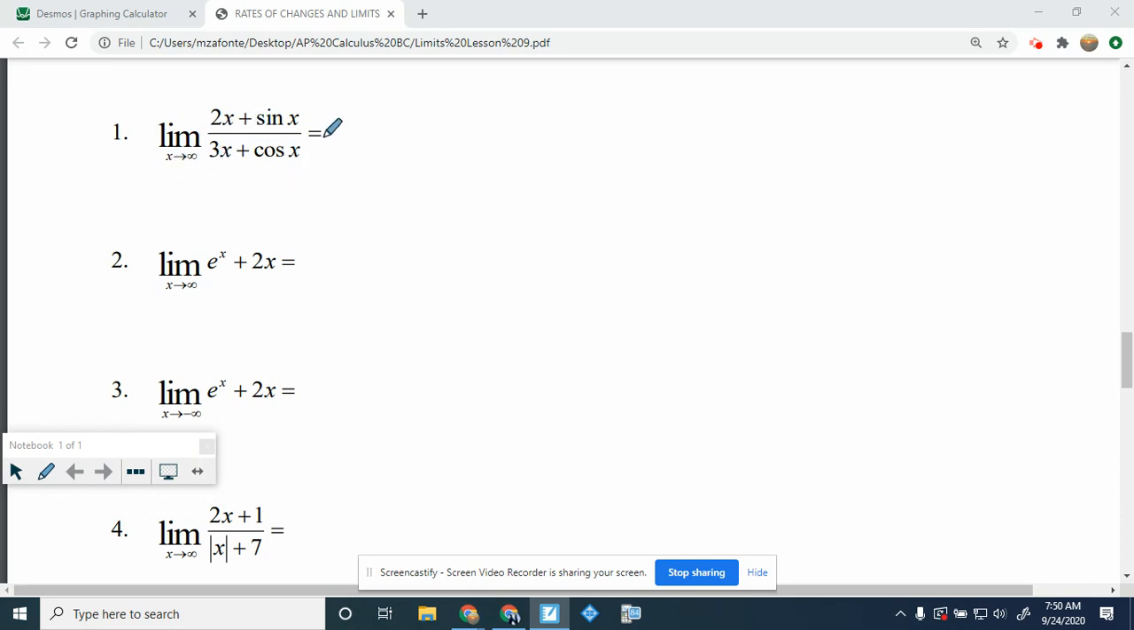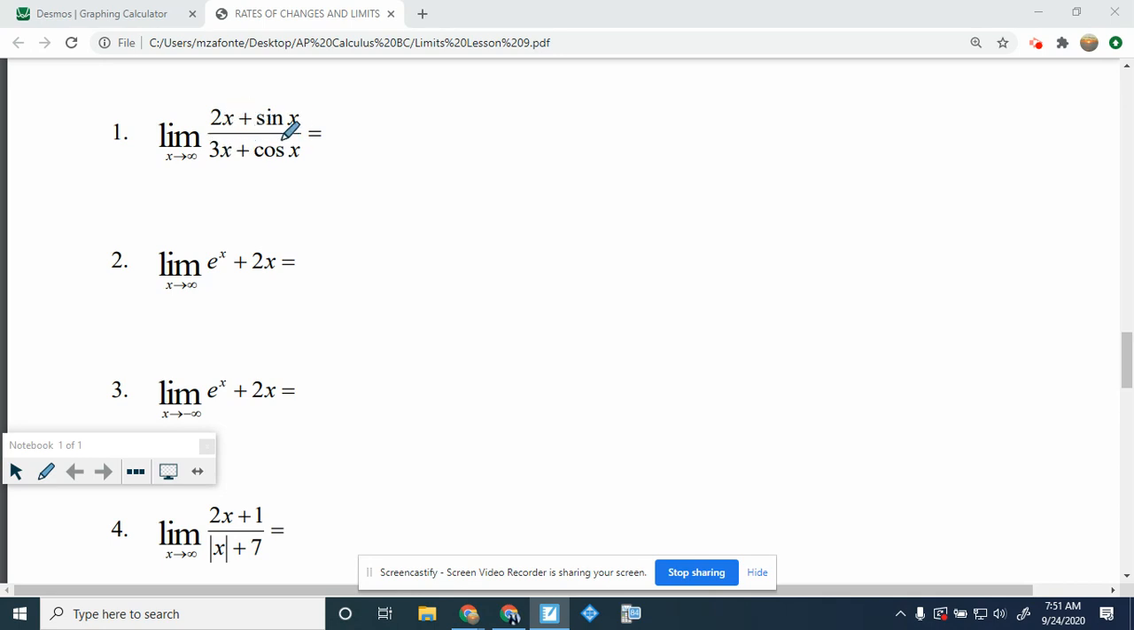Limit of 2x plus sine x over 3x plus cosine x as x goes to infinity. Back in the day, the way my calc teacher taught me this problem, we divide everyone by x. We divide this by x, this by x, this by x, this by x. So basically multiplying the numerator and the denominator by 1 over x, or multiplying by 1, and then using limit properties. So limit of quotient, quotient of limits, limit of sum, sum of limits, and going about it that way. But we don't need to, right? So let's think about what the end behavior model would be.